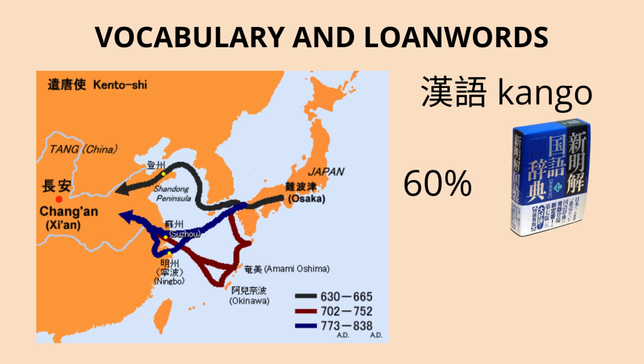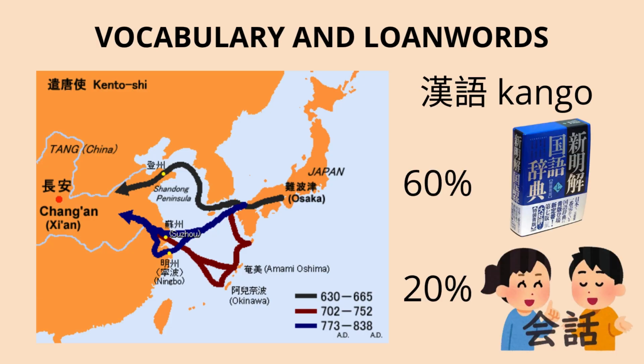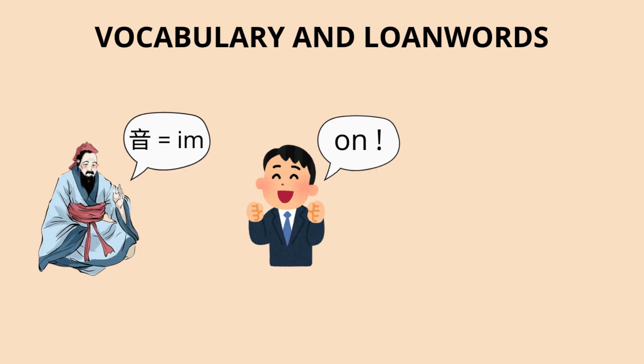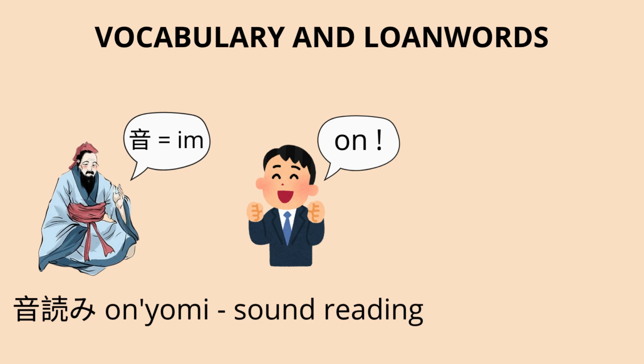They make up about 60% of words in Japanese dictionaries, but only about 20% of words when used in daily talk. Usually, the more specialized the topic is, the more Chinese words will be used. When Japanese people used Chinese characters to write Chinese words, they tried to say them in a way that sounded like the original Chinese. This is called onyomi, sound reading.